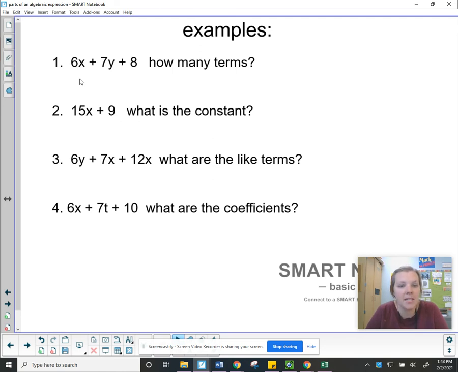For number 3, 6y plus 7x plus 12x, the like terms. Which terms have matching variables? That's what a like term is. Hopefully you're thinking 7x and 12x. Those are the like terms.